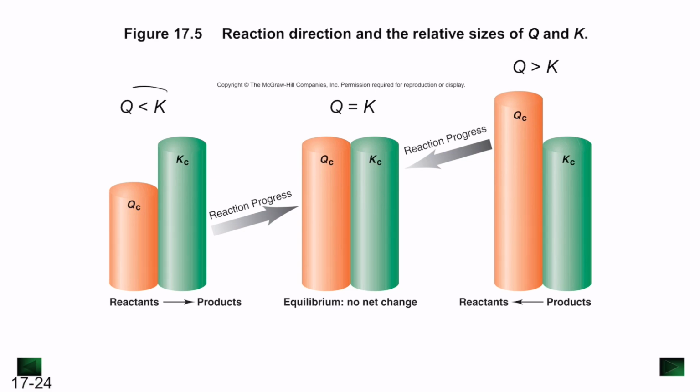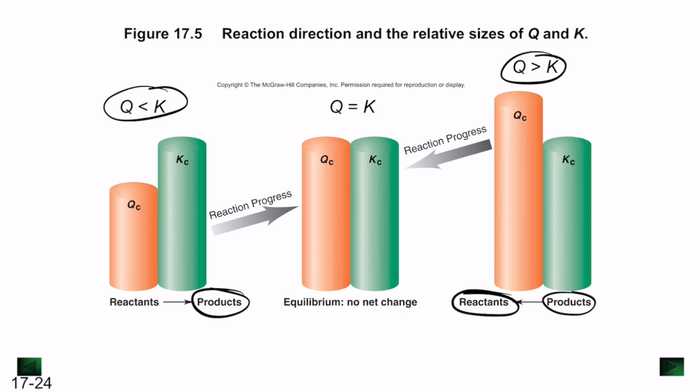Now if Q is less than K, there is an increase in the product. If Q is greater than K, there is a decrease in the product and an increase in the reactant. Finally, both conditions will always try to achieve the equilibrium condition, which is Q equal to K.